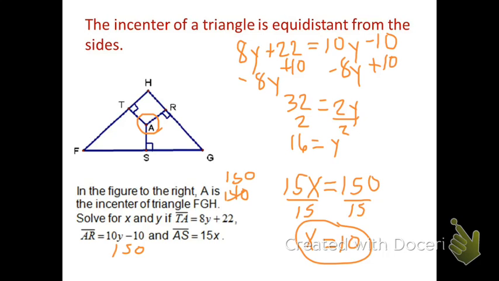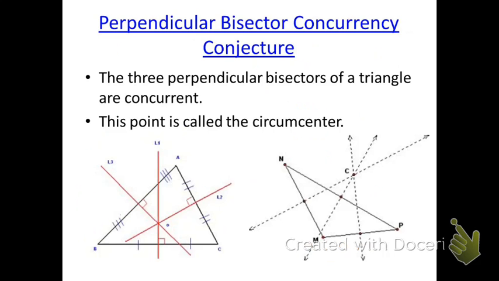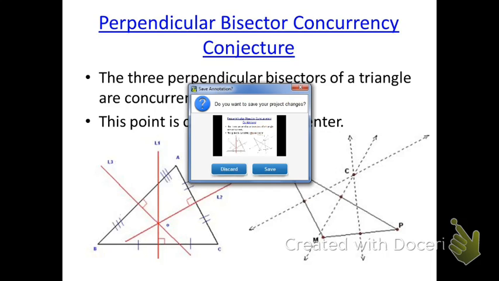In this next slide, we will learn about the point of concurrency of the perpendicular bisectors. The 3 perpendicular bisectors are concurrent, and they meet at a point called the circumcenter. We know that a line is a perpendicular bisector if it's perpendicular to the side that it's intersecting and also touches the midpoint of that side.